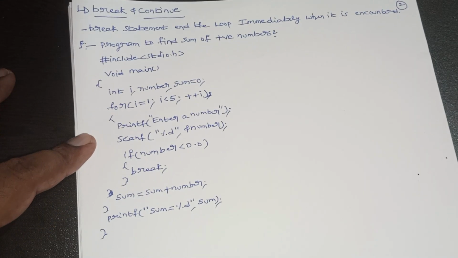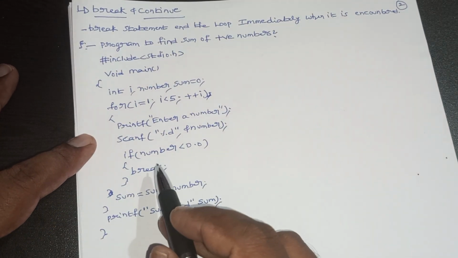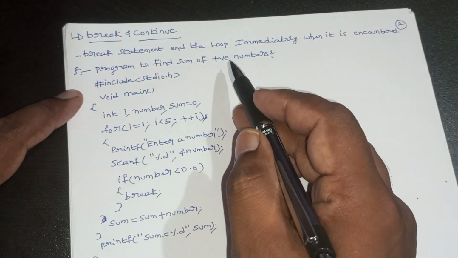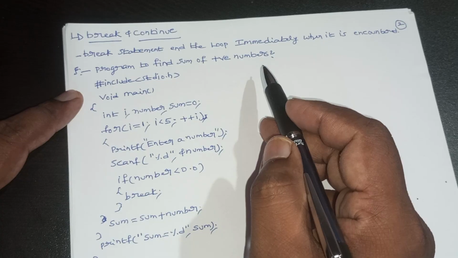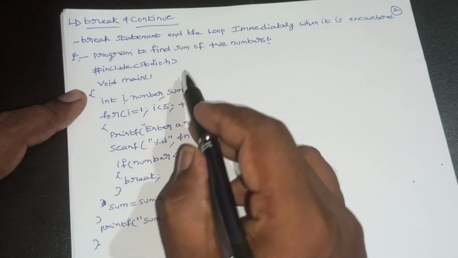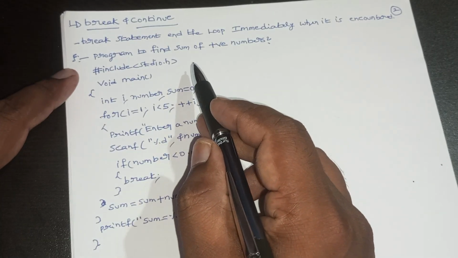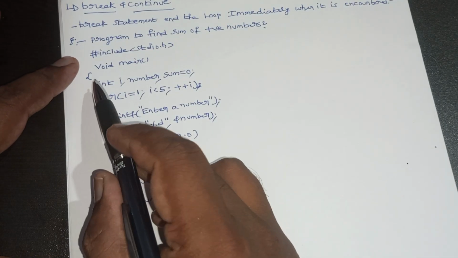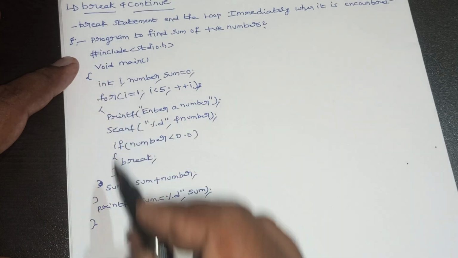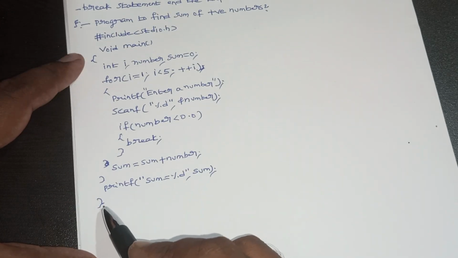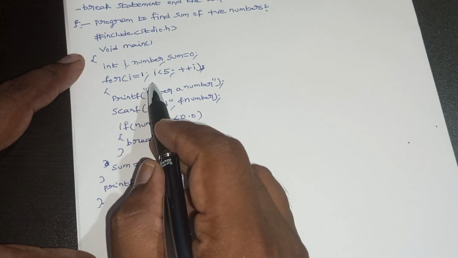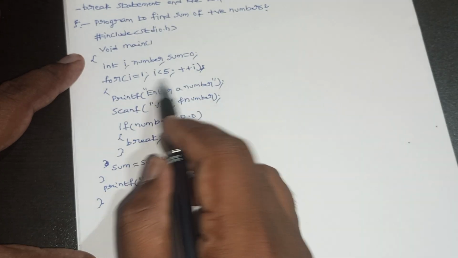Now take this small program: a program to find the sum of positive numbers. This is the header file section. Main is mandatory. This is the opening of the C program, and this is the closing. This is a for loop. We have just seen the for loop.